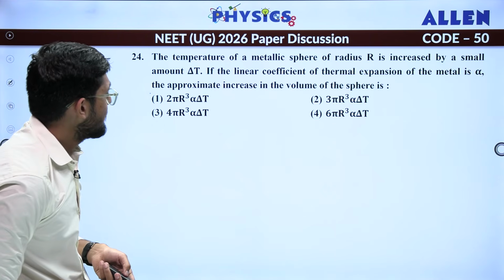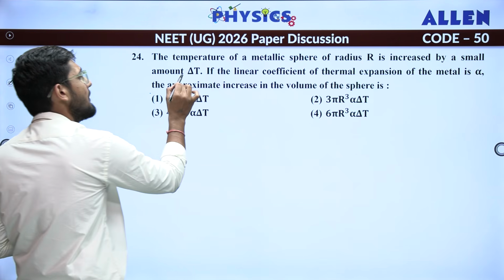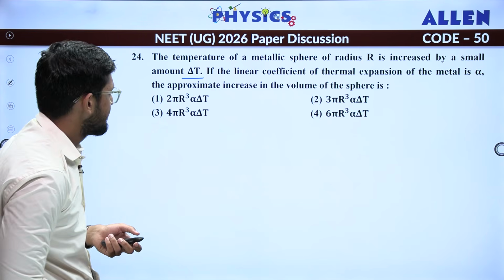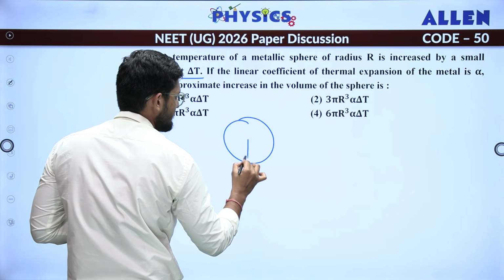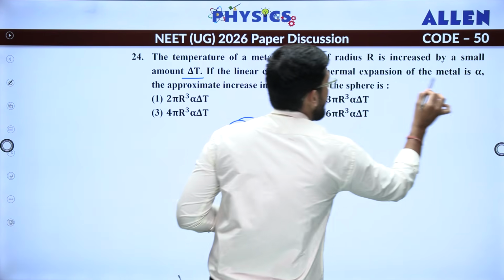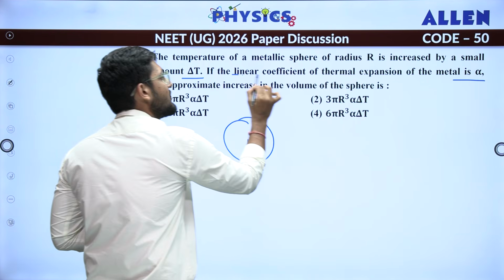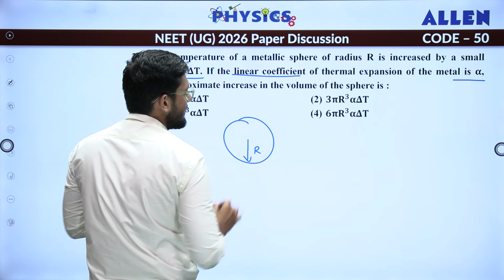Next, the temperature of a metallic sphere of radius r is increased by a small amount delta T. So temperature we are increasing. There is a sphere, a metallic sphere of radius r, and we are increasing the temperature. The coefficient of linear expansion is alpha. The approximate increase in the volume.